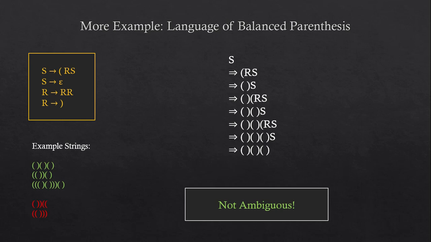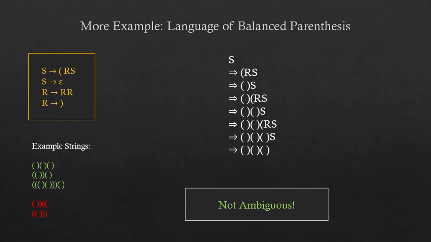Of course, you can find some languages for which there are no unambiguous grammars. All of the grammars for that language can be ambiguous, but still the ambiguity is a property of the grammar and not the language.